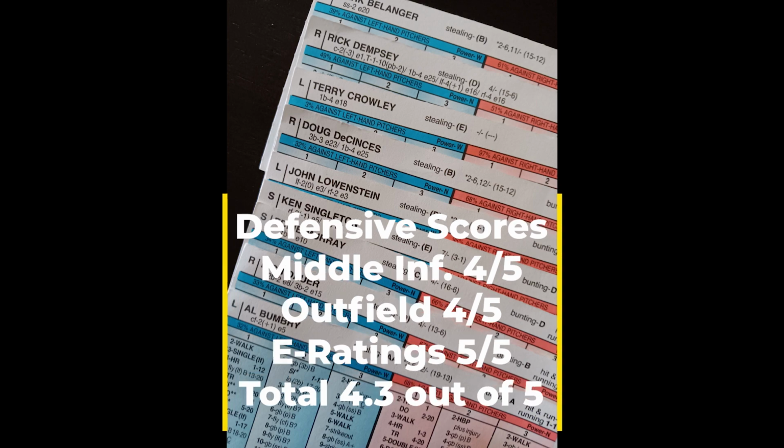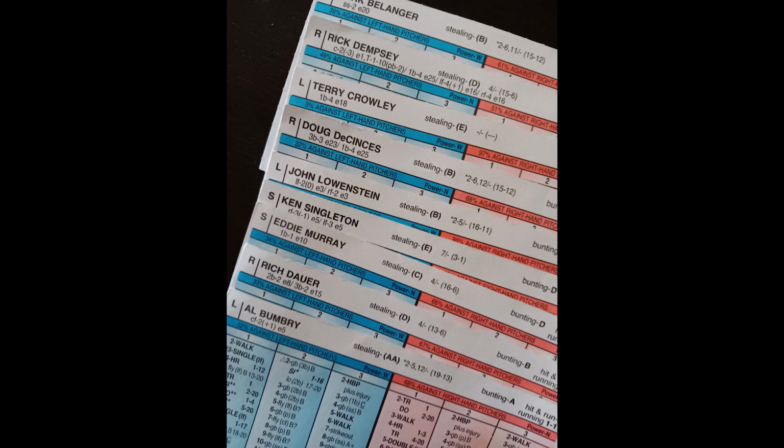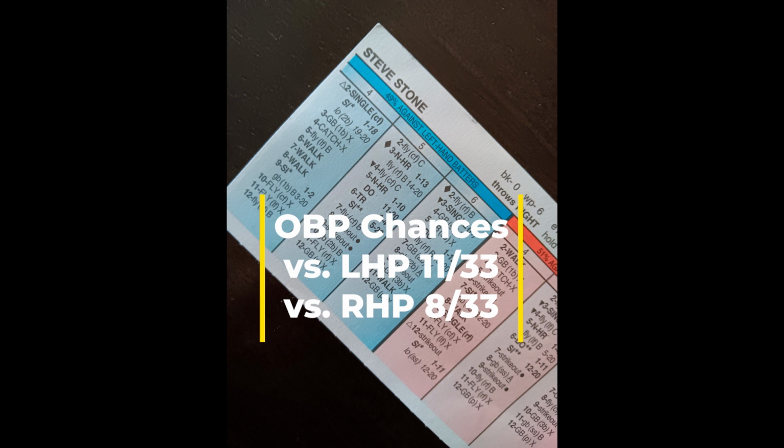Now let's take a look at the starting rotation. First, let's get started with the ace that year, Steve Stone, and you see his on base chances when you roll his card versus righties and lefties. You see those numbers check out pretty good, especially against right-handed hitting. If you stack your lineup against him with left-handed batters, then you definitely have a chance to create a little more traffic on the base paths as he has a little string of walks there in his 4 column.